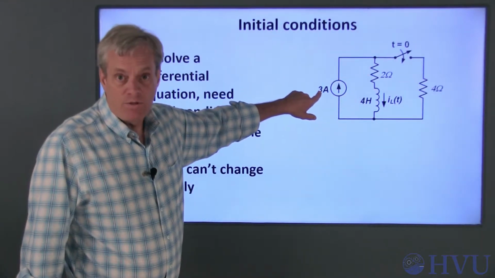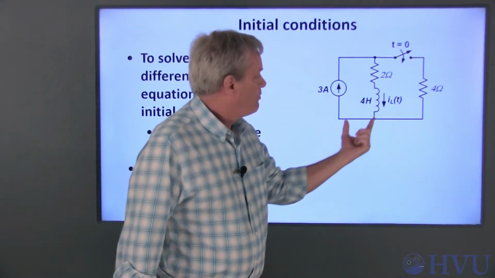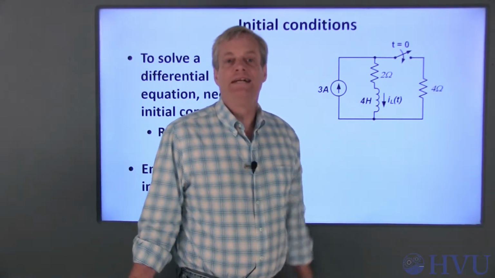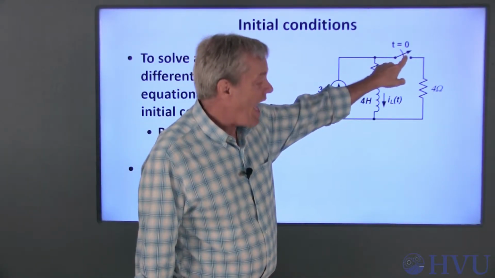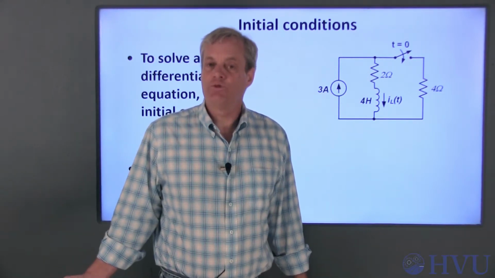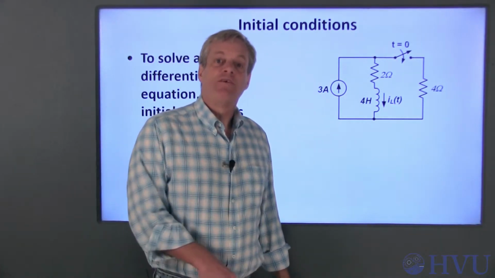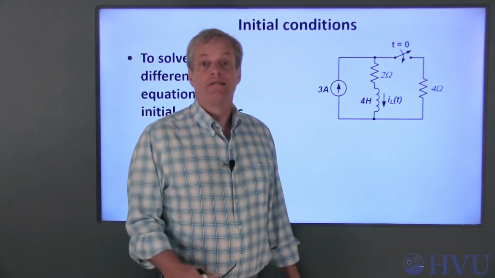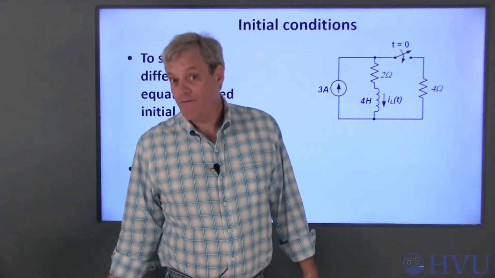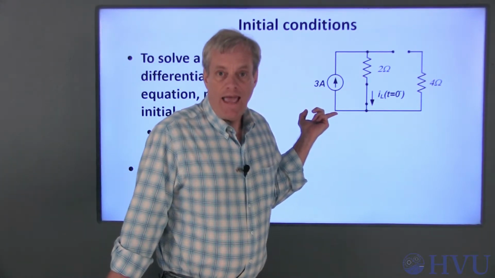We have a 3 amp source here, and we close this switch at time t equals 0. If we want the response of the inductor current for time greater than 0, we need an initial inductor current just after the switch closes. We need the inductor current at time t equals 0 plus. We can do this by finding the inductor current before the switch closes. Since inductor currents can't change instantly, this is also the inductor current just after the switch closes. This then is the circuit we want to analyze.